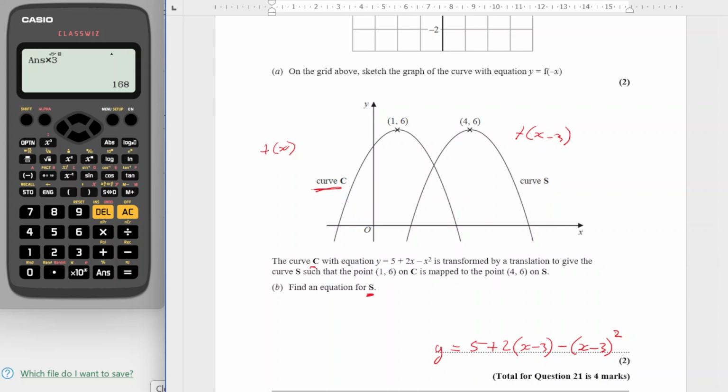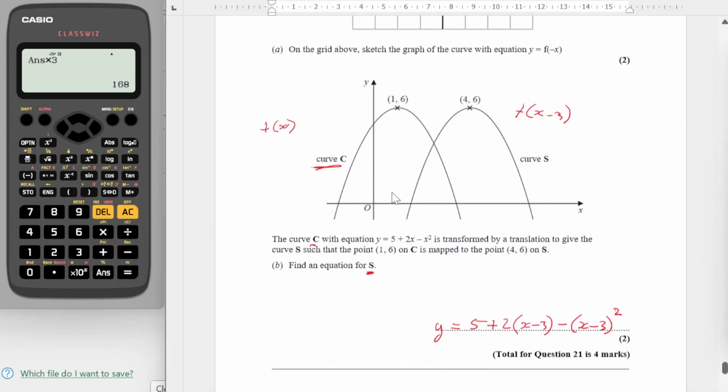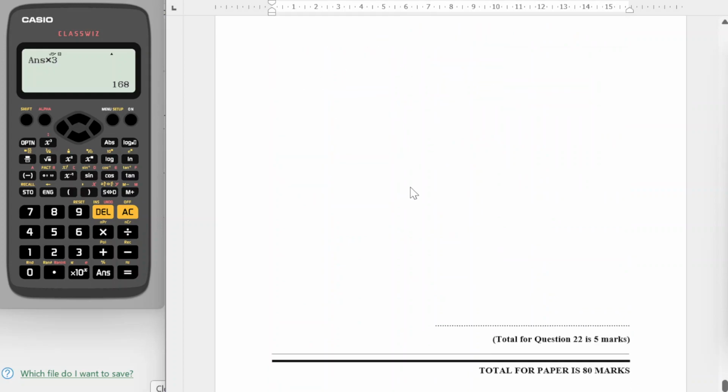Yeah, there's no need to tidy that up. That's absolutely fine. So I'd leave it like that, just because I'm showing the transformation. Right, last. Okay, final question, I believe.